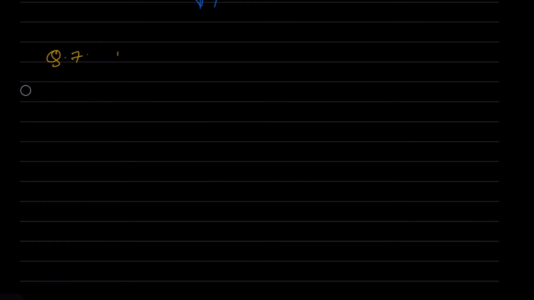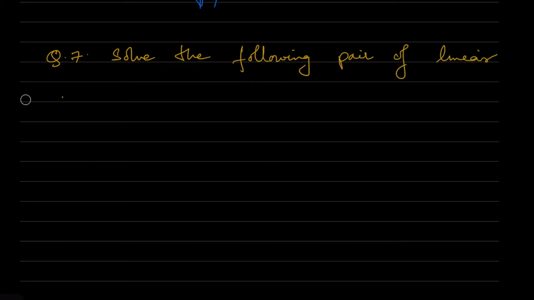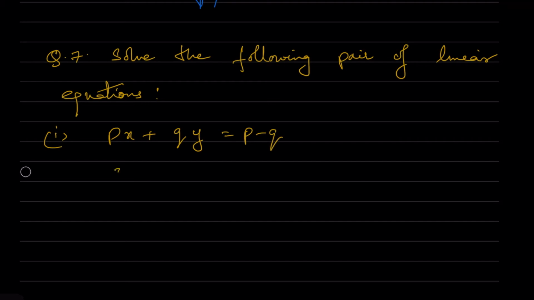Now going into the next problem, that is the seventh one. Solve the following pair of linear equations: px plus qy is equal to p minus q, and qx minus py is equal to p plus q.